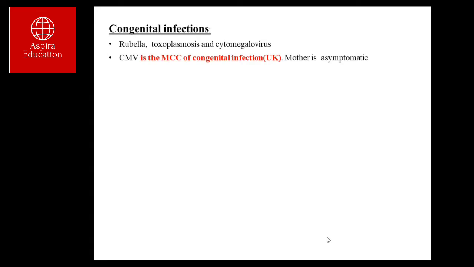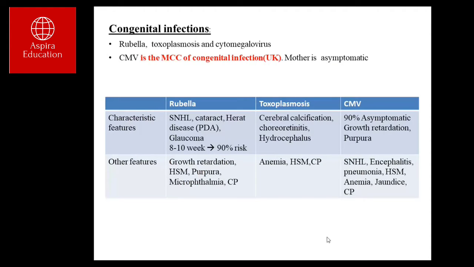Symptoms. We're going to start with congenital infection. Congenital infections are uncommon nowadays, but frequently you get the question in the MRCP Part 1 exam. They are remembered by a mnemonic called TORCH infection, which stands for toxoplasmosis, rubella, cytomegalovirus, and herpes group of virus. Among them, CMV is the most common cause of congenital infection in the UK, but remember, in most of the cases, both the mother and the child may be asymptomatic.